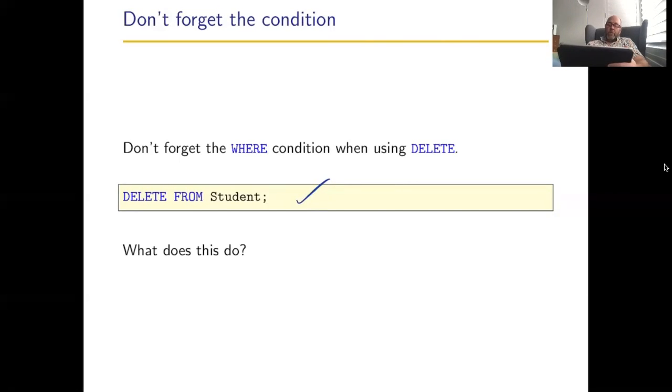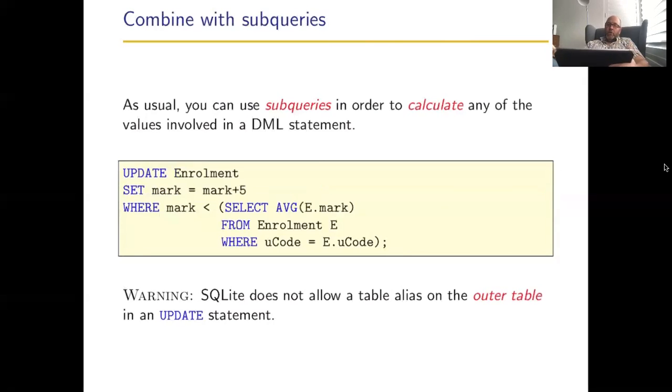So you'll end up with a student table where the table will still be there. You'll be able to look at its schema and you'll know that it has the columns that it has, but it will be containing no data. And that's rarely what you want to do.